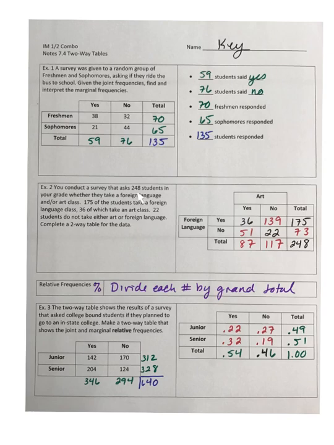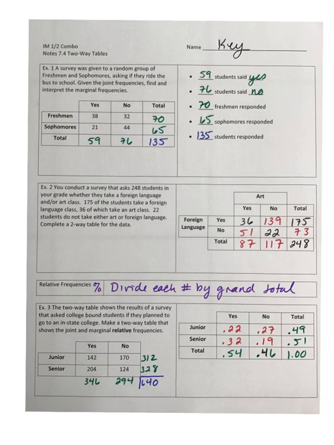So I just go to the beginning. We asked 248 students, so that's the grand total. Okay. 175 students take a foreign language. So foreign language, yes, the total is 175. 36 of which take an art class. So 36 take both foreign language and art. 22 students do not take either. So 22 goes in the no category.